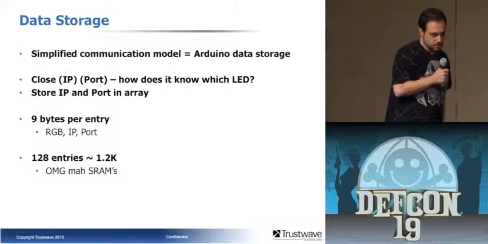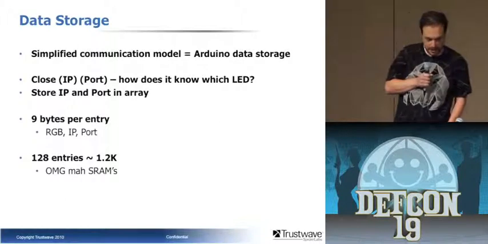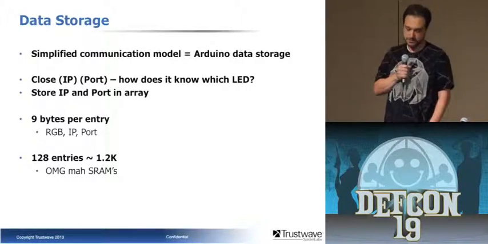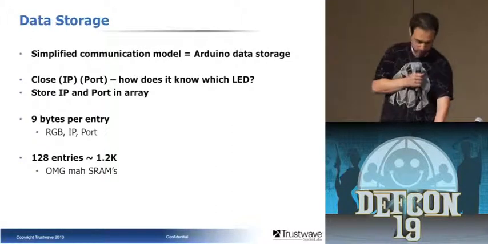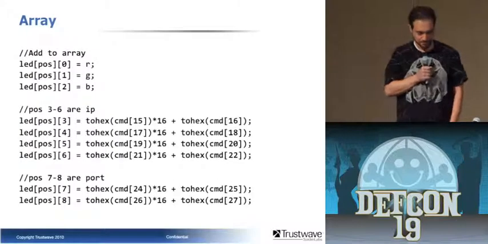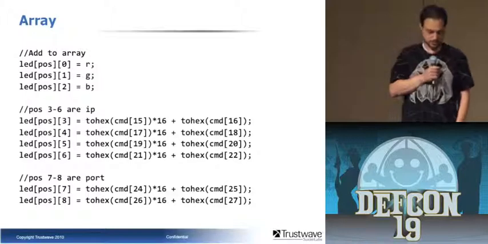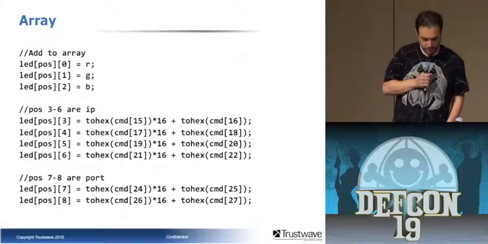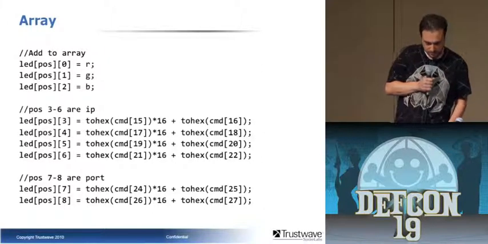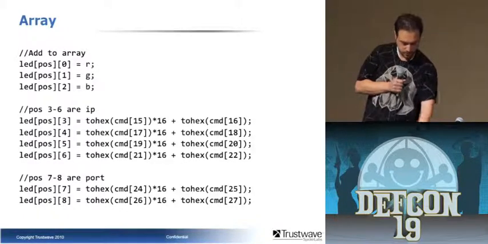So how would I do that? I store the IP and the port in an array. There's 9 bytes per entry. I had to do the math. It came out to like 1.2K. I was like, oh my God, I took up 1.2K. That's such a beast. It's like bloatedware, you know? So there's the array, multi-dimensional. Isn't that awesome to say, multi-dimensional? It's different positions of the LED matrix, and then I've got a little 2-hex command I wrote in there, a function to convert this stuff over. So that's some code there.